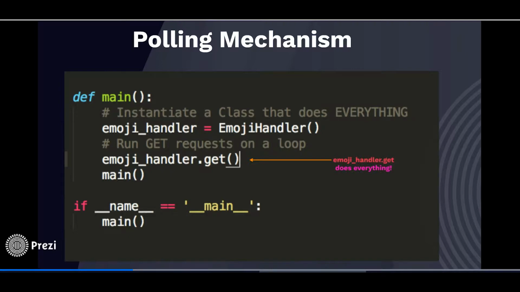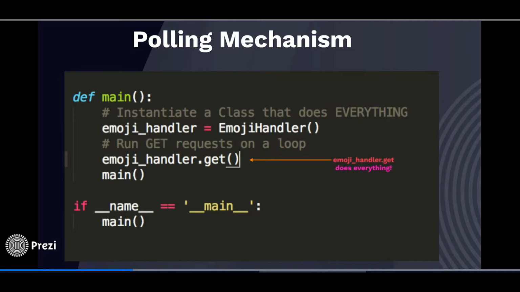Quick note on the polling mechanism. This code does everything that the program does, specifically the method EmojiHandler.get. And then once it performs that magic method, it calls itself and just restarts over again. I actually got into an argument. Someone told me that this isn't recursion, and I thought it was recursion. But it turns out recursion requires a base case, so it has to end at some point. And this is basically an infinite loop.